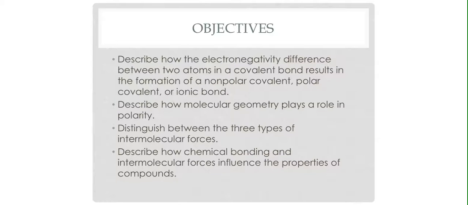So the 2 points that we are going to focus on in this video: we're going to be able to distinguish between the 3 types of intermolecular forces. Really, there's 4, but 2 of the intermolecular forces are one type. You'll see in this video what I mean, and then you'll be able to describe how chemical bonding and intermolecular forces influence the properties of compounds. So we'll start comparing and contrasting ionic and covalent bonding. We will do a lab looking at both ionic and covalent bonds and distinguish those 2 based on how they do in the lab.